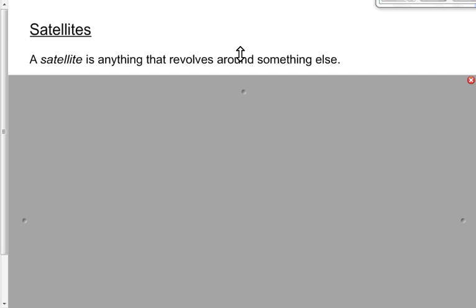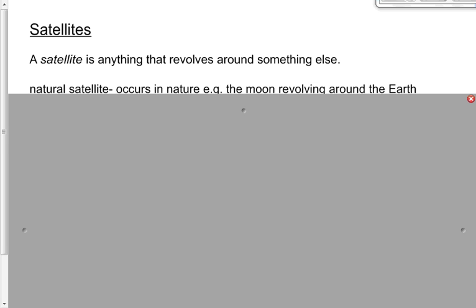Now, normally, when something revolves around something else and we call it a satellite, it's because of gravity. So you've got an object that's moving more or less in a circle, and it's held in that circle by a centripetal force, which is caused by gravity. So we've got the beginning of the unit, the whole circular motion stuff, tied together with the last few things that we've been doing, which is the gravitational force.